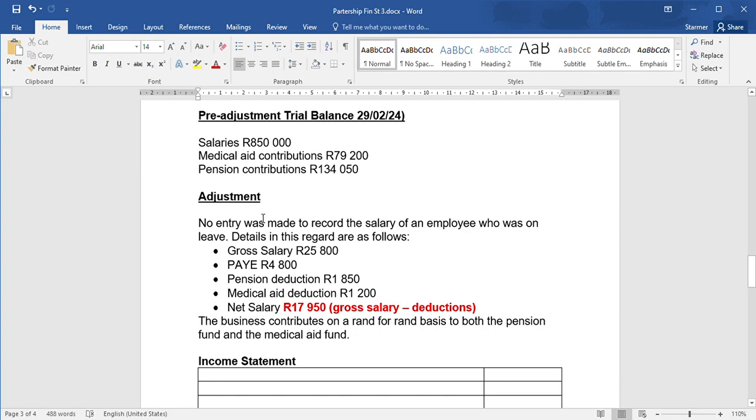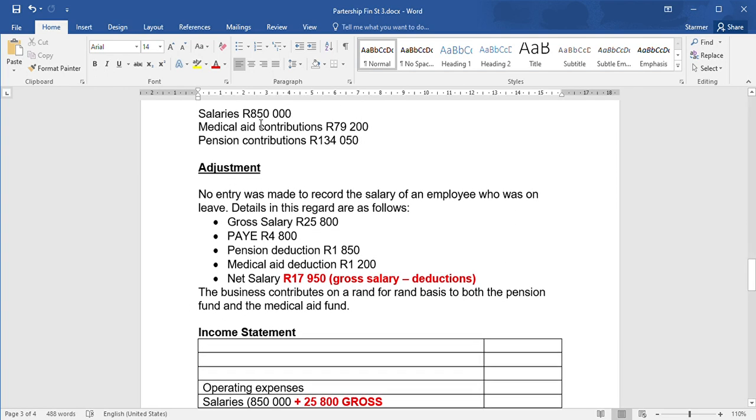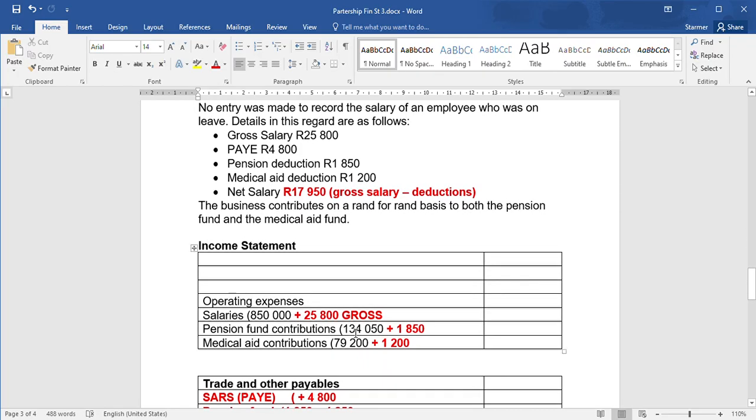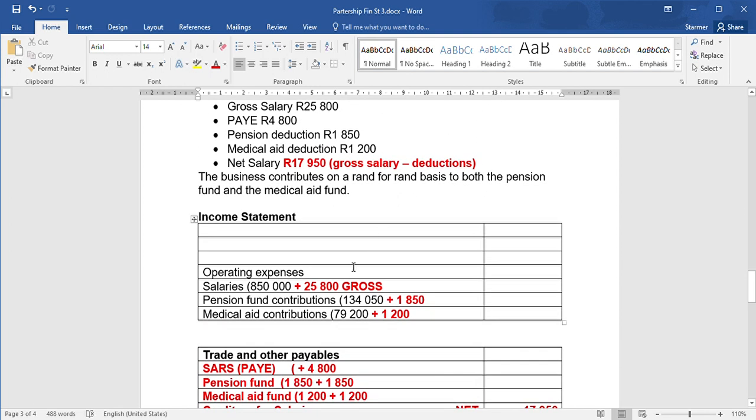Okay, the next one is your salaries and wages. If you look at the pre-adjustment trial balance, we've got some opening totals there. Those are what we fill in first. So the 850, the 79,200, and the 134,050 get filled in under your income statement, salaries, pension, and medical aid. Then they tell you that no entry was made to record a salary of an employee on leave, and then they give you details. The gross salary is the total expense for the business.